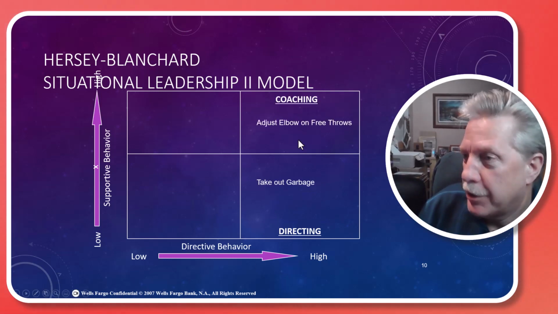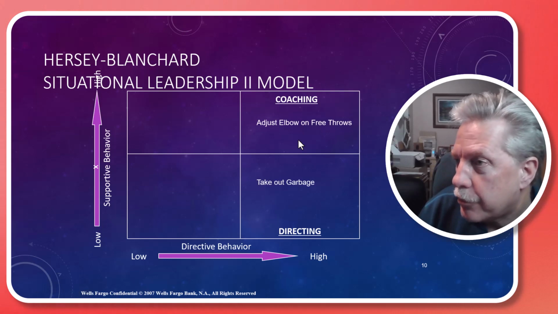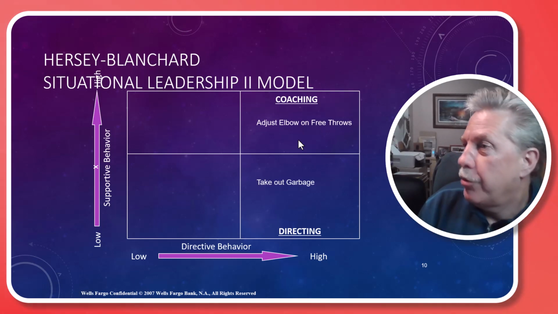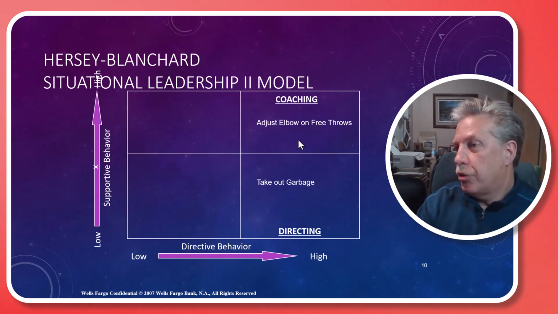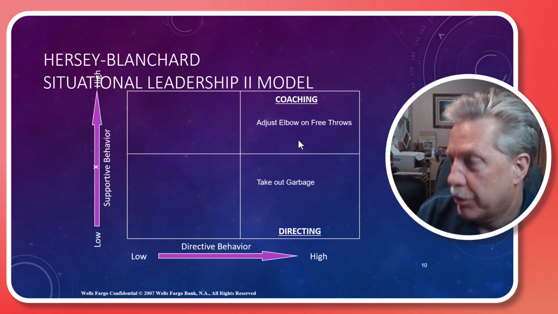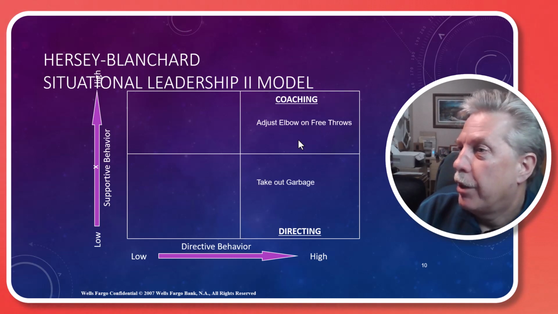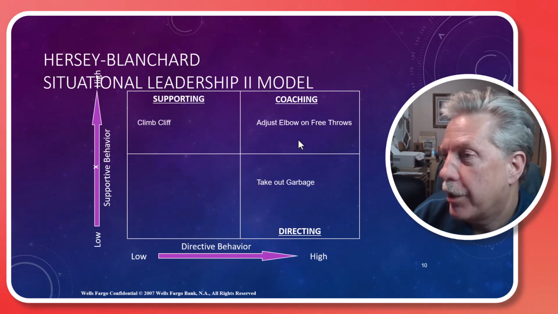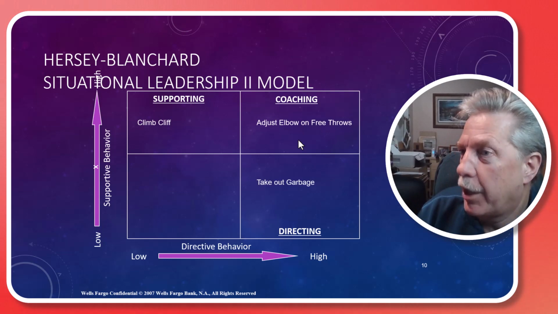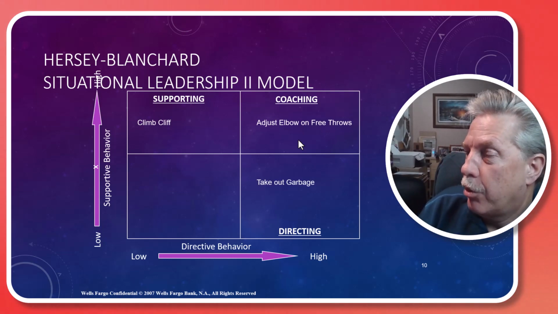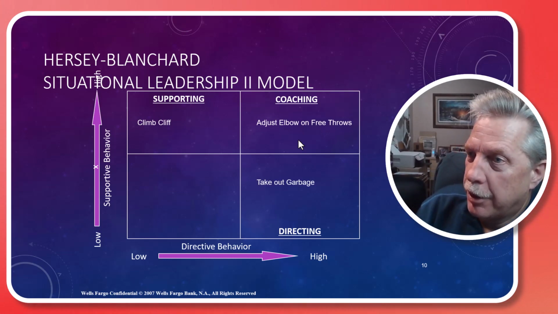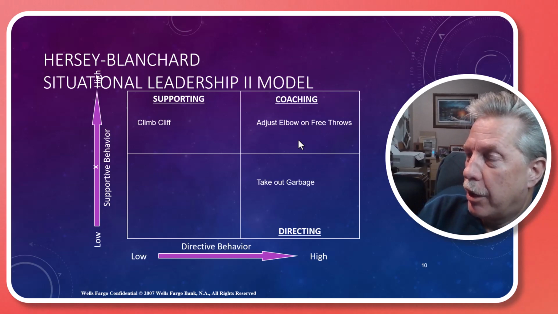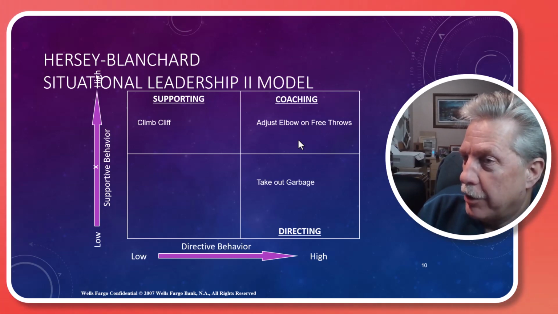If you move on to the next example, a coaching style, an example would be you're coaching one of your children's basketball teams, and you're trying to get them to adjust their elbow on free throws. You would actually show them and coach them on how to do that. An example of supporting is, let's say your child is into rock climbing and they're struggling to take on a more difficult climb. You would offer them support for that activity and encourage them that they can do it.